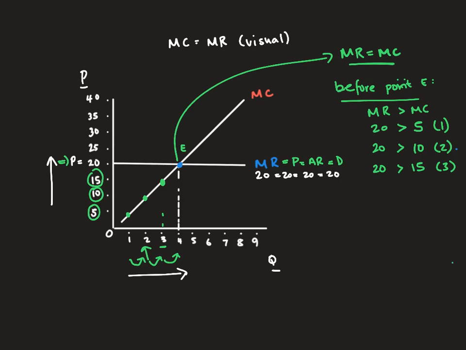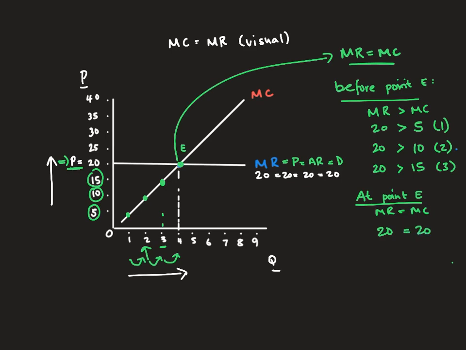Now, if we look at point E, why is this the best place to set our marginal revenue equal to marginal cost, where our quantity and price is basically the best position to sell at? We can see that at quantity 4, we have a marginal revenue equal to 20. So at this point, our marginal revenue is equal to 20, and our marginal cost will catch up and equal to 20 as well.